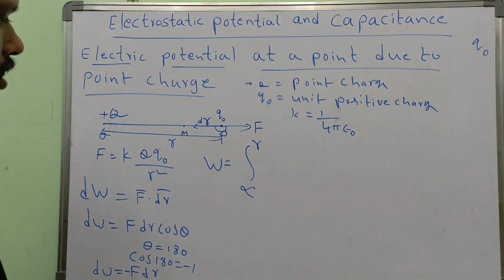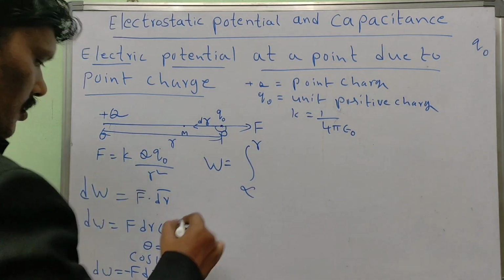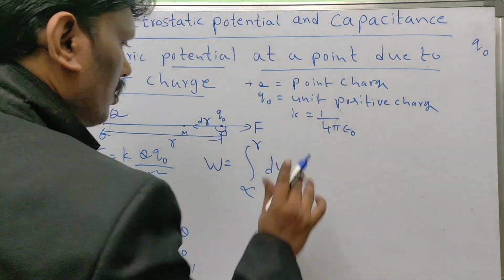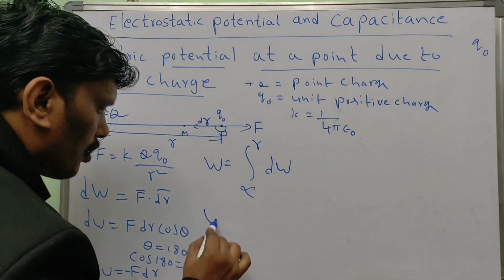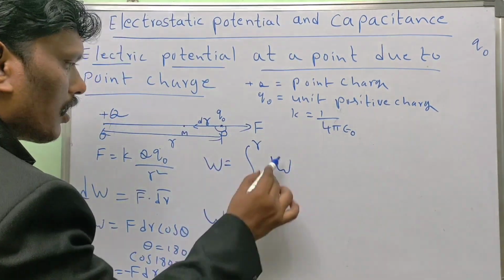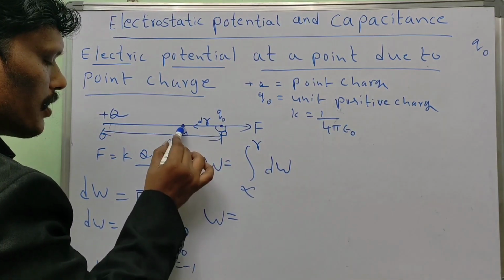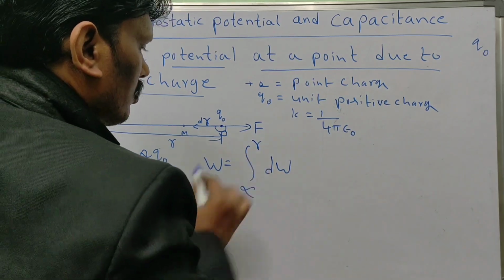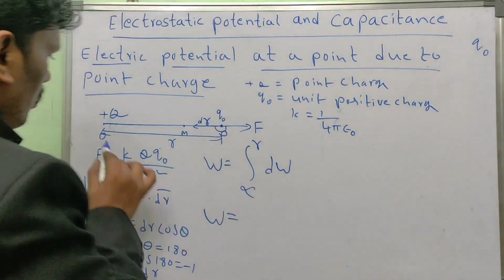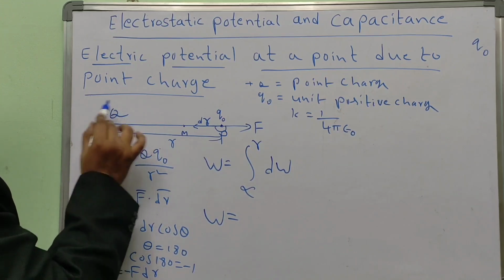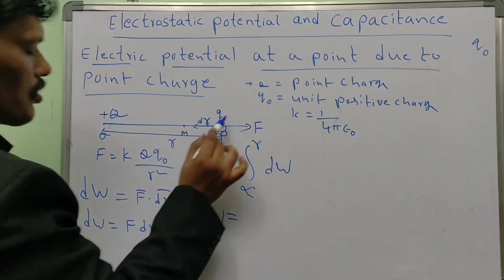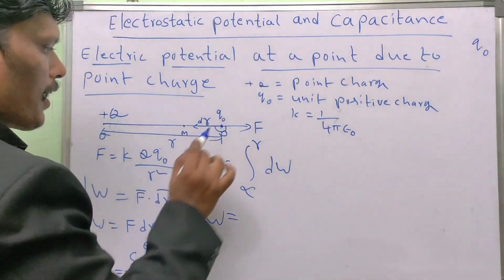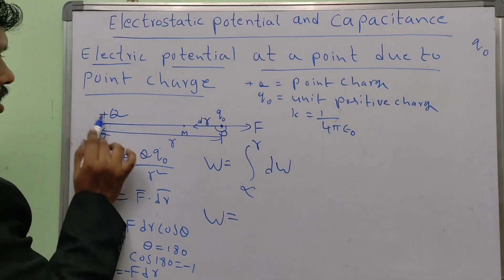Infinity to R. Here, this is the small work done. So W is equal to, in the small work done, that means to move from this place to this place, this is the work done required. To move from infinity to this point, what is the point distance here? R, from the unit positive charge. This is the point P I consider. That point P distance from the point charge is R.